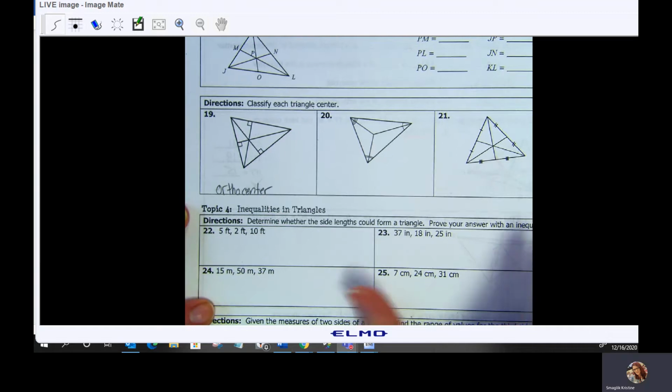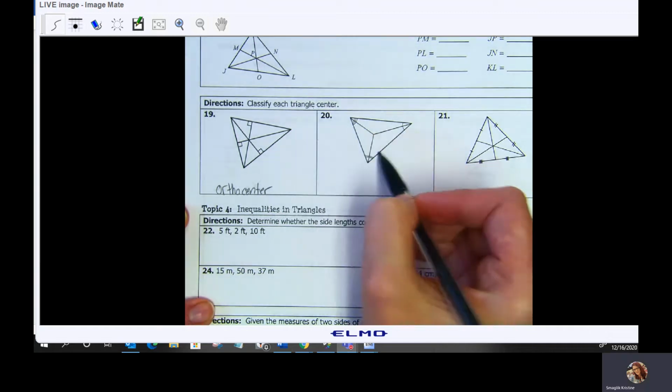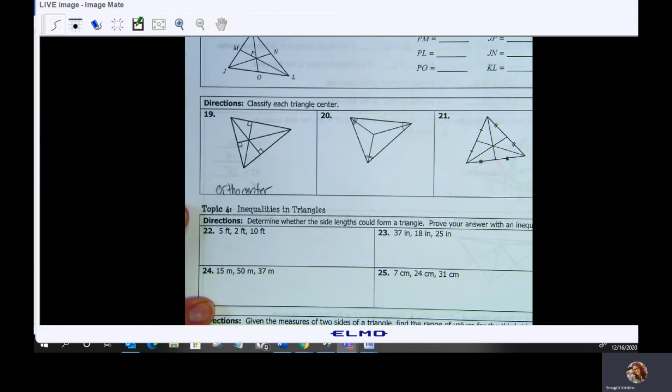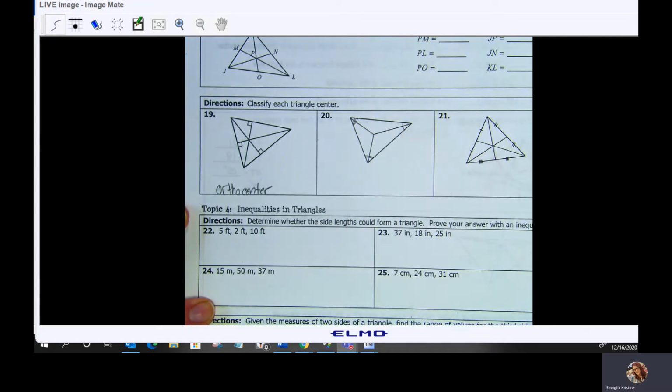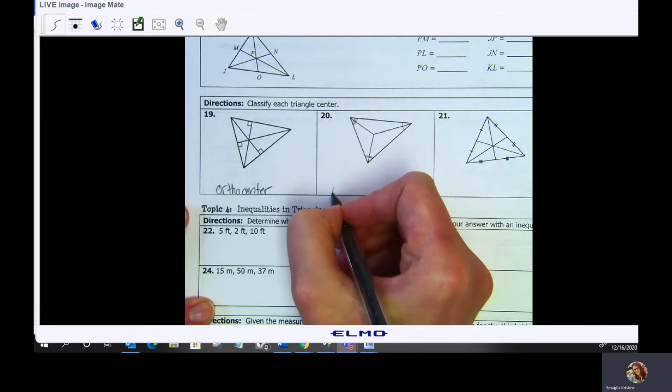On number 20, we have angle bisectors. The only triangle center that is built by angle bisectors is the incenter.